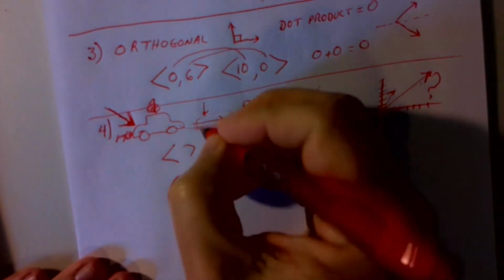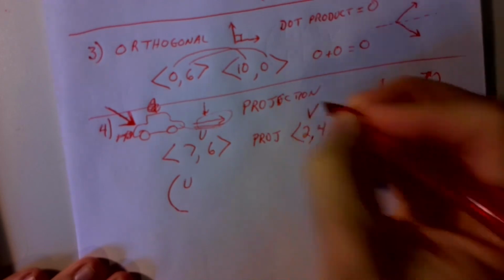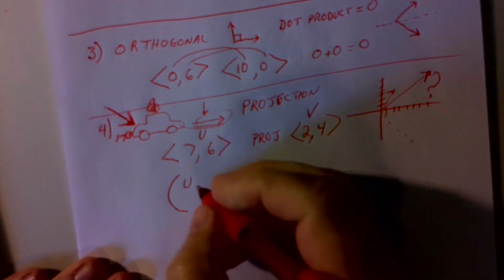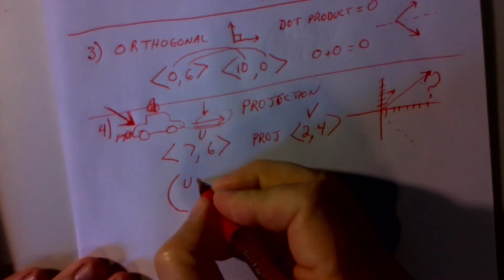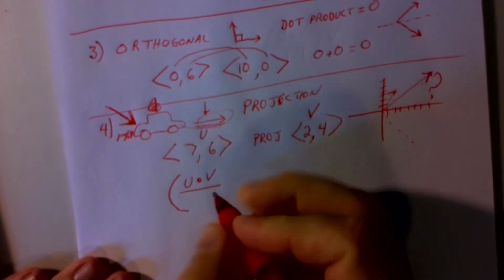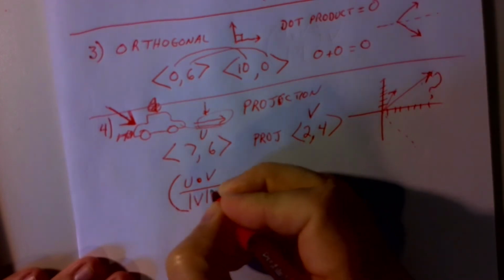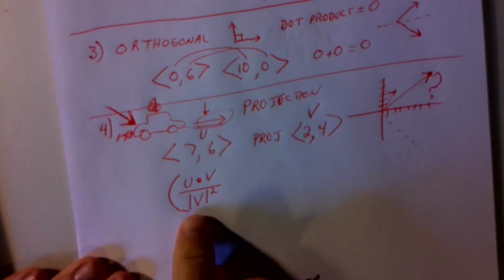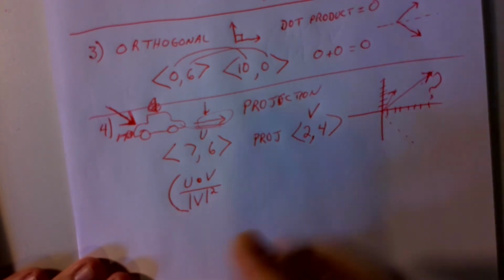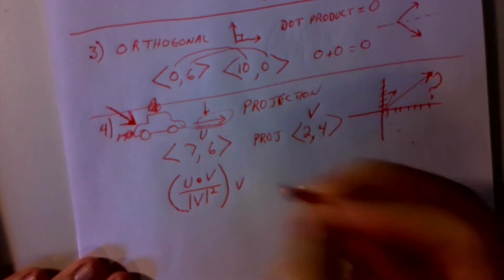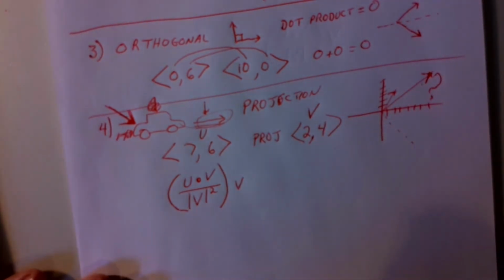If you're going to project U onto V, and they just use U and V in the textbook, you can read that too. U onto V, you do U dot V over the magnitude of V squared, which I know you do square it, add it, root it. So the squaring is going to kill the rooting in the end, but we still have to do that formula, times V. Okay? So this is what we're going to do.